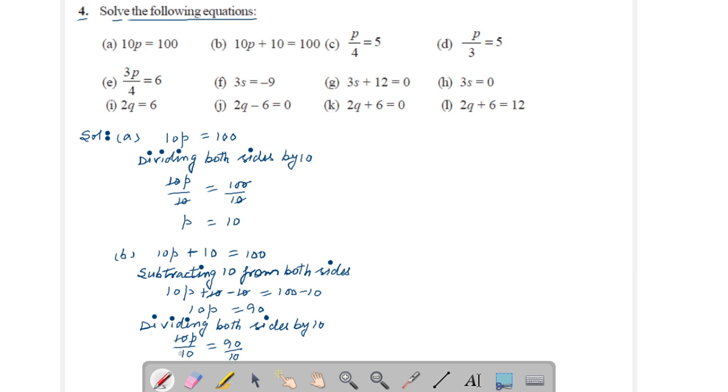Here 10 will be cancelled by 10. What is left? P equal to 90 upon 10, that is 9. P equal to 9. This is your solution. Now come to C part.